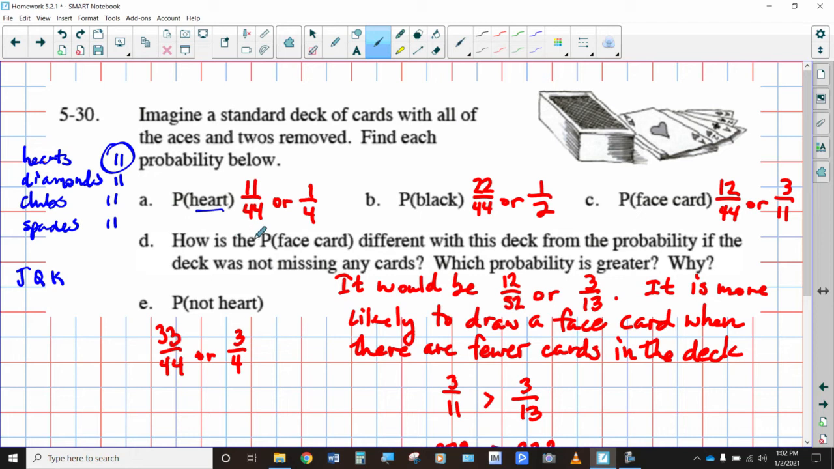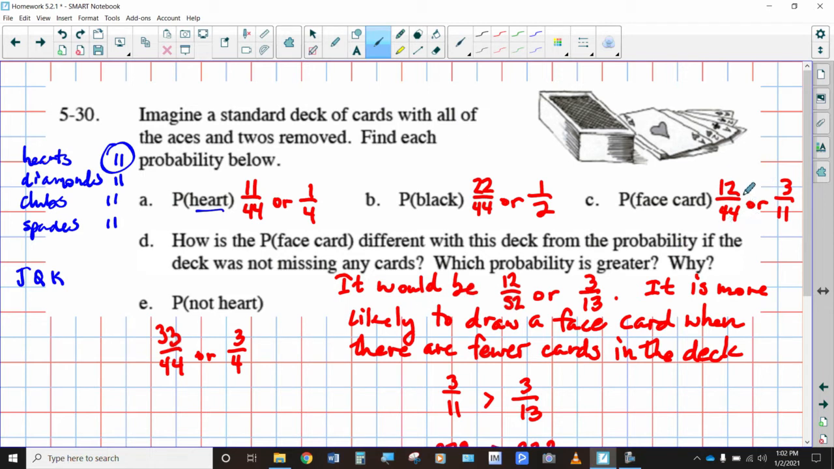And then it says, how is the face card probability different with this deck from the probability with the deck without missing any cards? Well, the difference is you got 12 face cards out of 52 total cards in a normal deck. That would be the same as 3 out of 13, as opposed to 3 out of 11. So which is the greater probability?